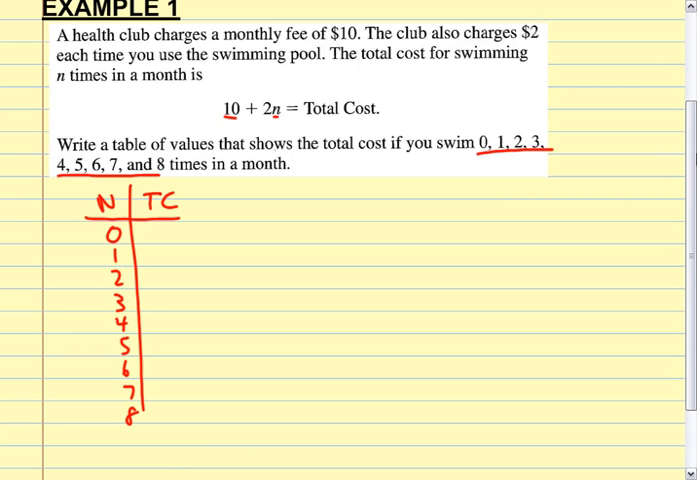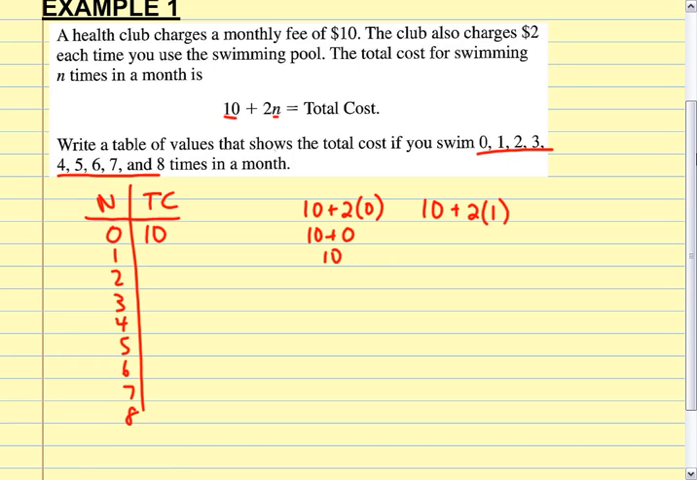Emma, if I go 0 times, do you agree that that is 10 plus 2 times 0? What do I do first to simplify this? I do the multiplication, 2 times 0, so that's 10 plus 0. Do you agree? Now what do I do? I add that and get 10. Okay, so if n is 0 times, my cost is 10. Do you agree? Excellent.